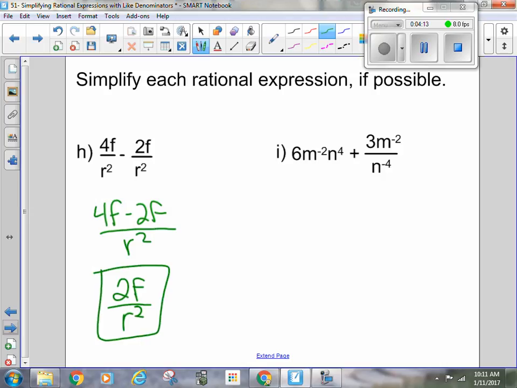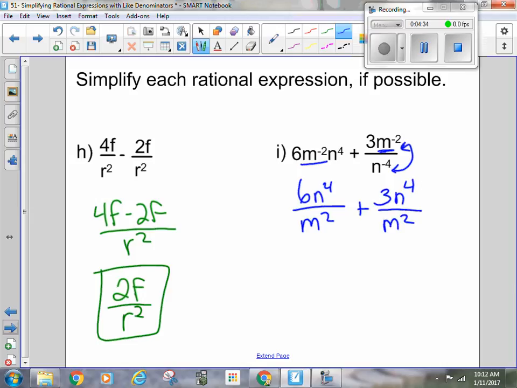So that is simplified. Okay, now in I, let's go ahead and take care of those negative exponents here. So that is going to go to the denominator. And here I see both of these have negatives, so they're going to switch. Just the m has a negative, so just the m is going to go down to the bottom. Now I have common denominators, so I can add my numerators. 6 plus 3 gives me a 9, n to the 4th, over m squared.